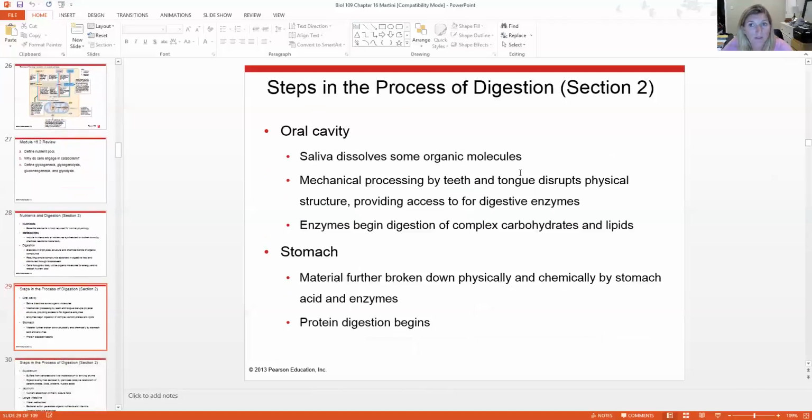The overall steps in the process of digestion. First, you have the oral cavity, which is where saliva dissolves the organic molecules. Mechanical processing by the teeth and tongue are going to mix everything up with the saliva. Enzymes begin that process of digestion.